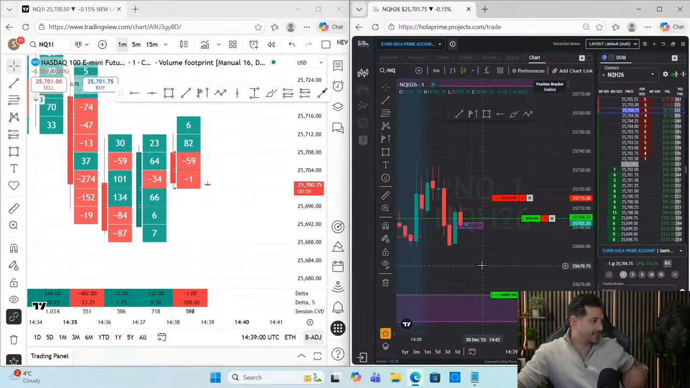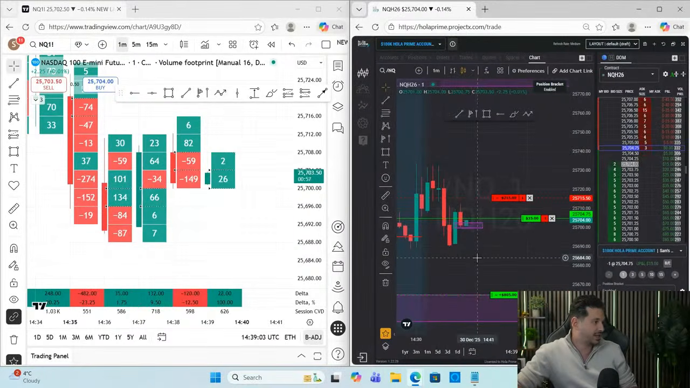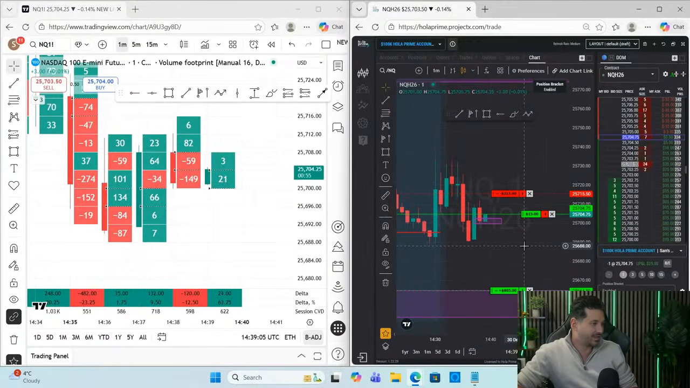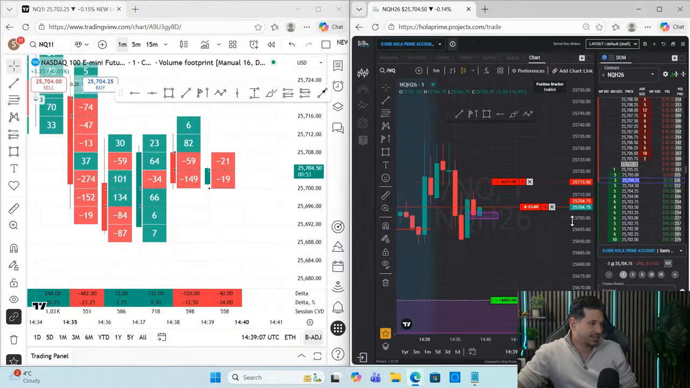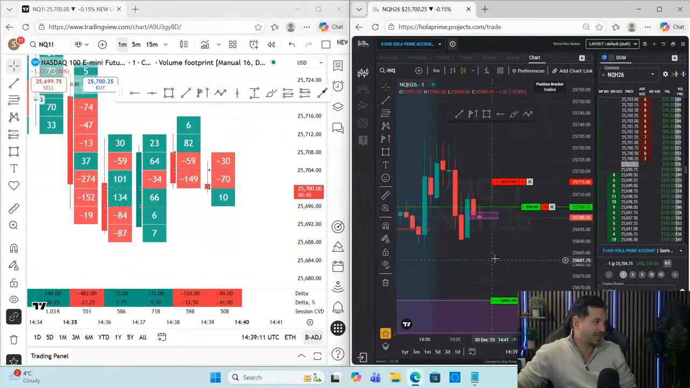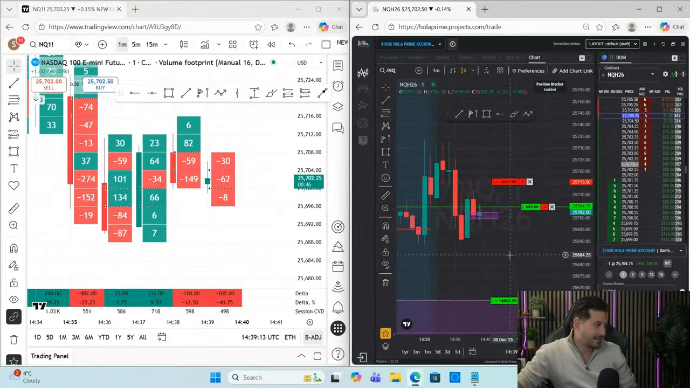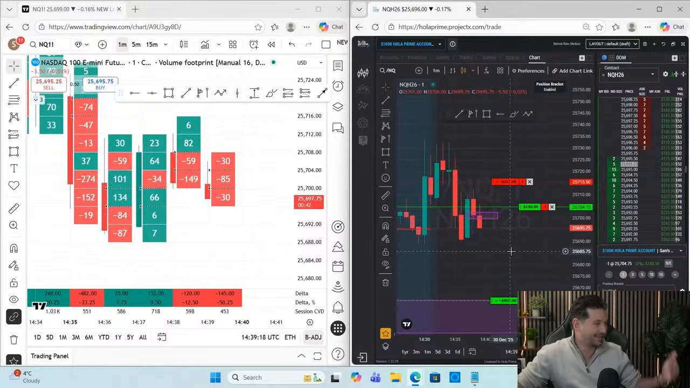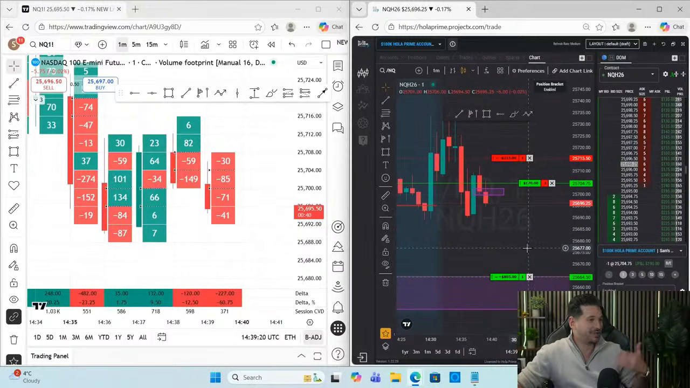130, they are adding more contracts. 149, buyers coming in again. There's a bit of a battle here. Come on, sellers, break through. We're drifting up, even though the sell pressure, here it comes. Come on, sellers. Don't be shy now. There we go. There we go.